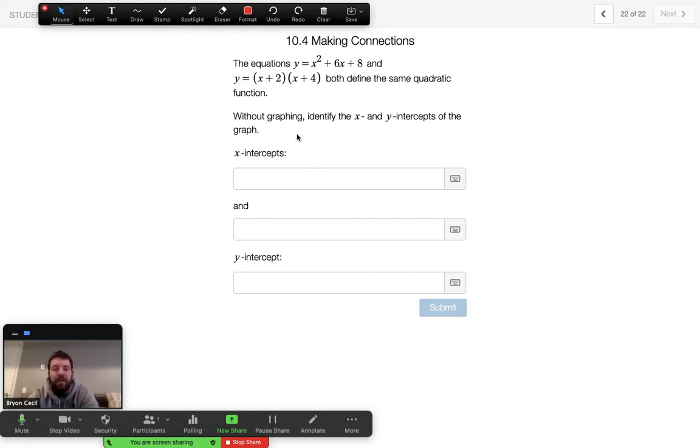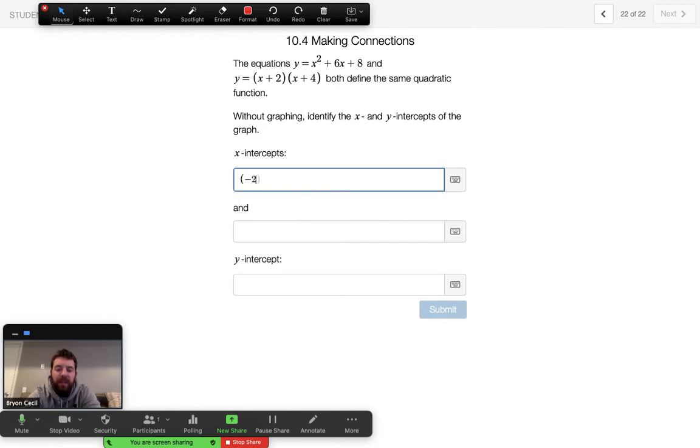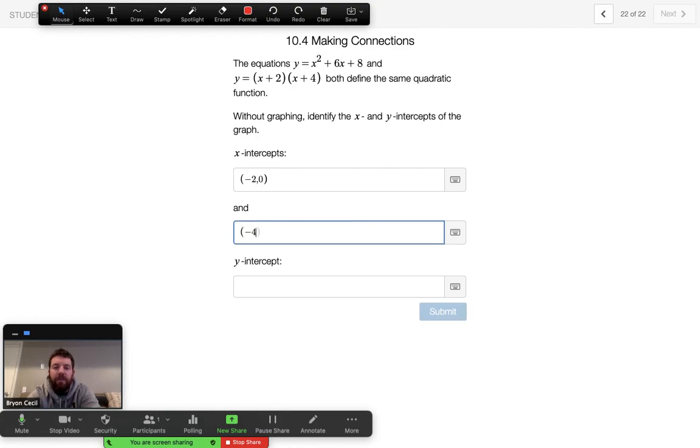Okay, so instead of x plus 2, we know that it's a negative 2 x value that gives me 0. Instead of a positive 4, we know that it's a negative 4, 0 that does this. And then my y value, the y-intercept, again, remember it is the constant term, or the c in standard form, so it is an 8. So the x value is 0, the y value is 8.